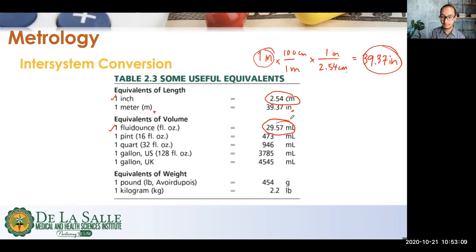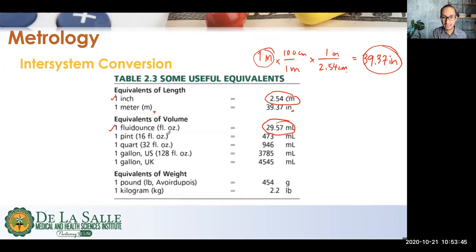So, the conversion of tablespoon to milliliters is 29.57 milliliters divided by 2, which is almost equal to 15 milliliters. Just to make it easy to remember, a tablespoonful is 15 milliliters and it is half of a fluid ounce. So multiply it by 2, and you have the equivalent of the fluid ounce, which is 29.57 milliliters. Just remember this magic number.